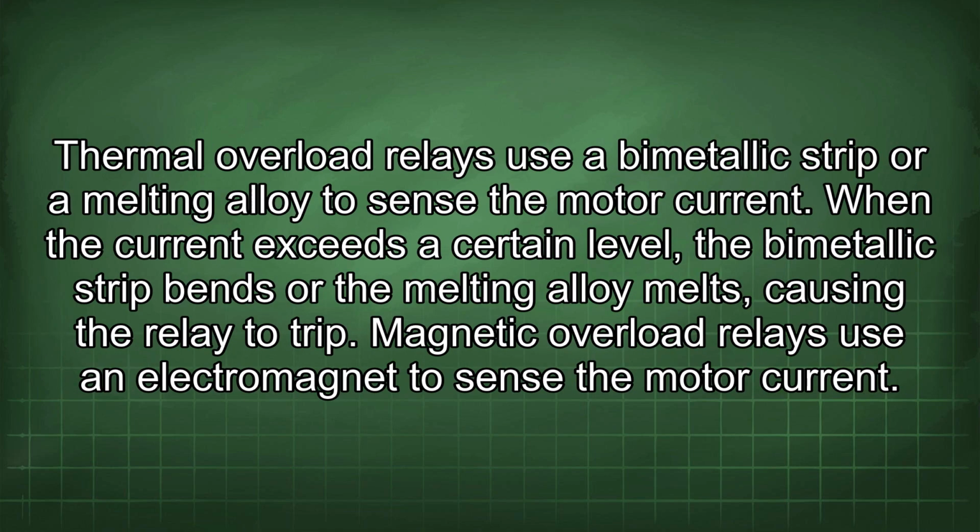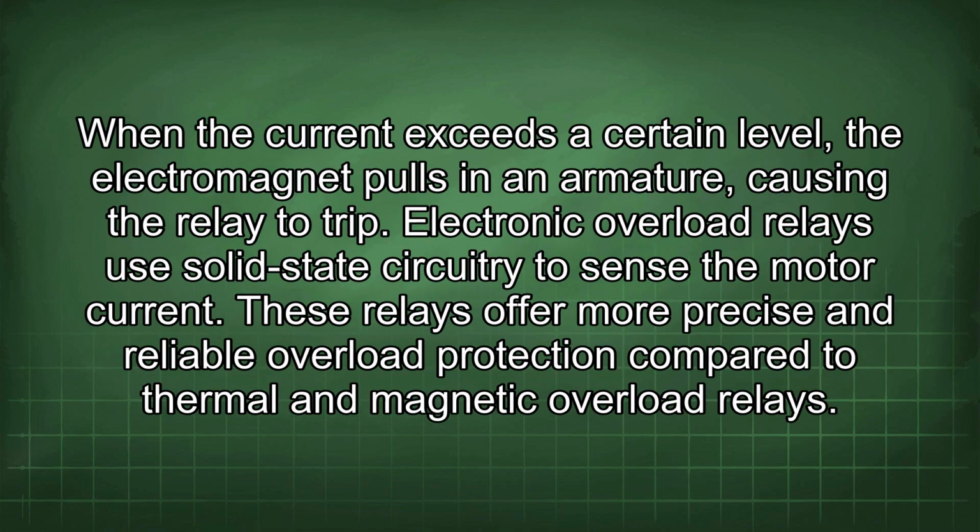Thermal overload relays use a bimetallic strip or a melting alloy to sense the motor current. When the current exceeds a certain level, the bimetallic strip bends or the melting alloy melts, causing the relay to trip. Magnetic overload relays use an electromagnet to sense the motor current. When the current exceeds a certain level, the electromagnet pulls in an armature, causing the relay to trip. Electronic overload relays use solid-state circuitry to sense the motor current. These relays offer more precise and reliable overload protection compared to thermal and magnetic overload relays.